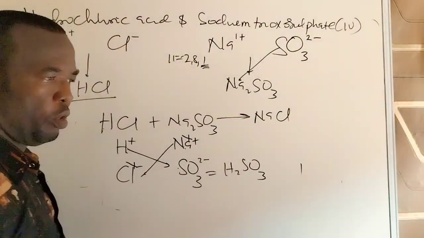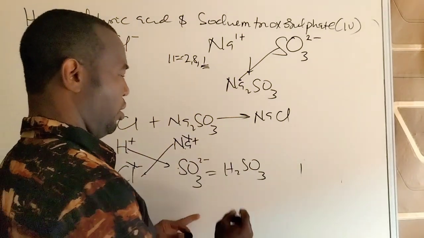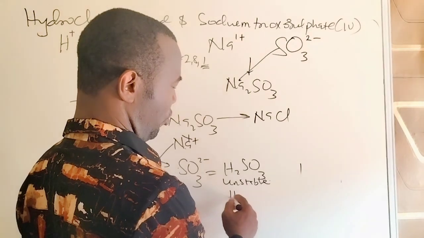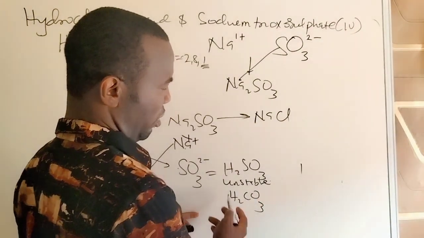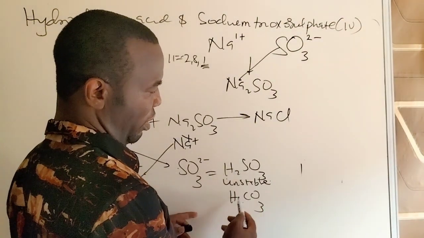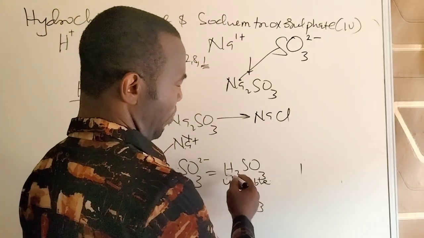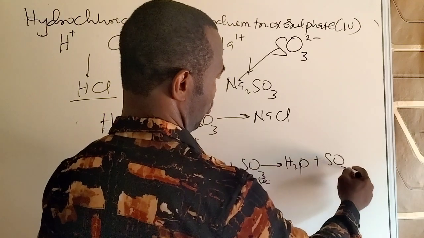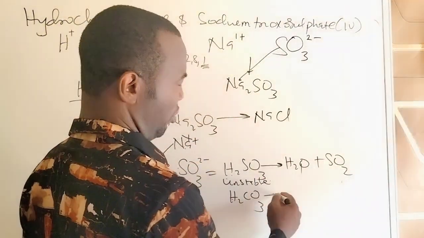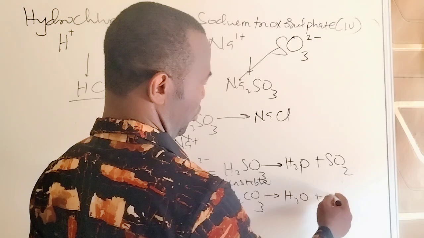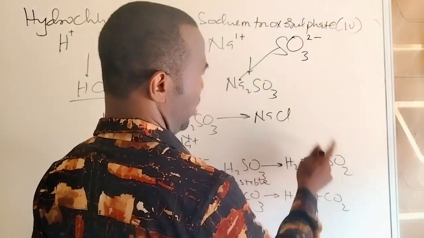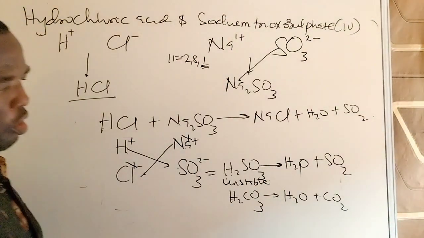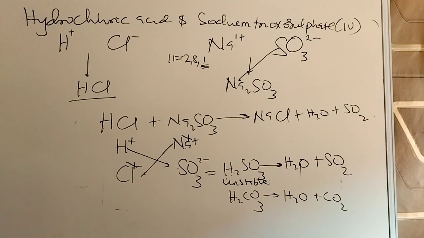When you join the other two, you produce H2SO3. This compound is unstable, like the one we made before, H2CO3. So H2SO3 and H2CO3 are similar, and they are unstable. Whenever they appear as products, they must split into two. This one should be H2O and SO2, and the other one, we use H2O and CO2. So this is what we have now: H2O and SO2.